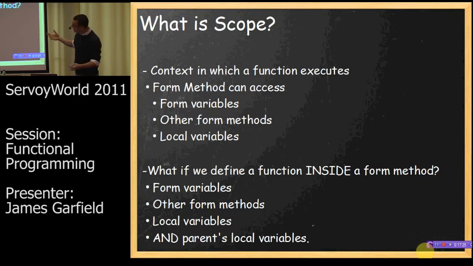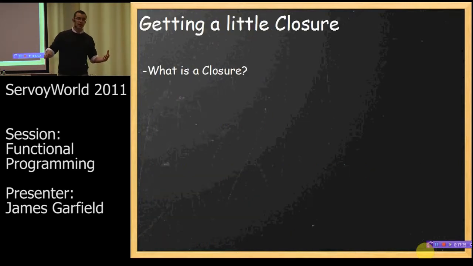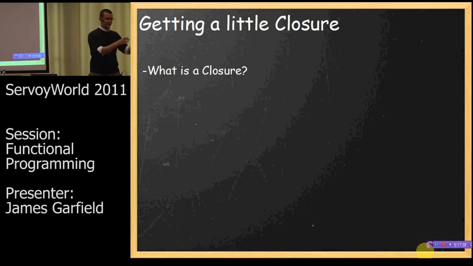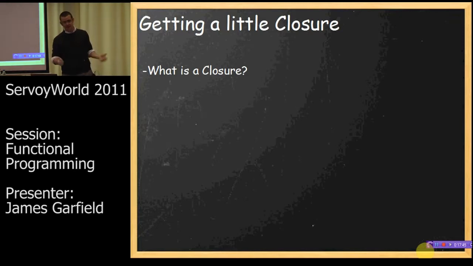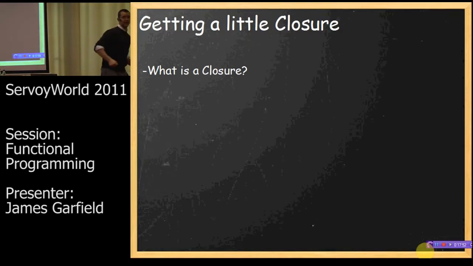But we've talked about how you can pass functions around. And if you have a function inside another function and you return it, it carries its scope with it. This gets a little complicated and we'll have examples of it soon. But what that's called is a closure. It closes in its scope and it carries it around with it like a bag.